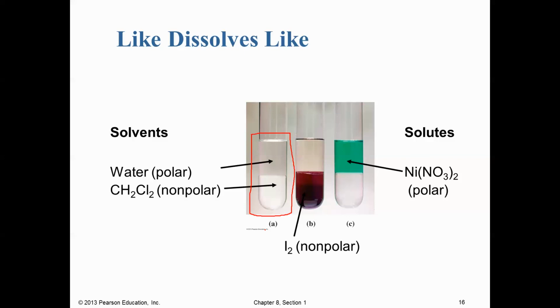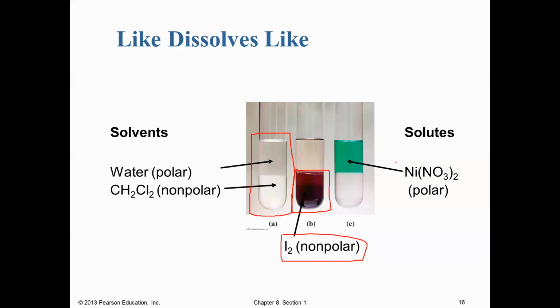Now, if we add something nonpolar, I2 molecules are nonpolar, what we see is the I2 is going to dissolve into the nonpolar layer right here. How can we tell? Well, the color. This I2 has a purple color, and we can see that it is almost entirely dissolved in the nonpolar layer, with little to none dissolved in our water, because the water is still almost colorless.